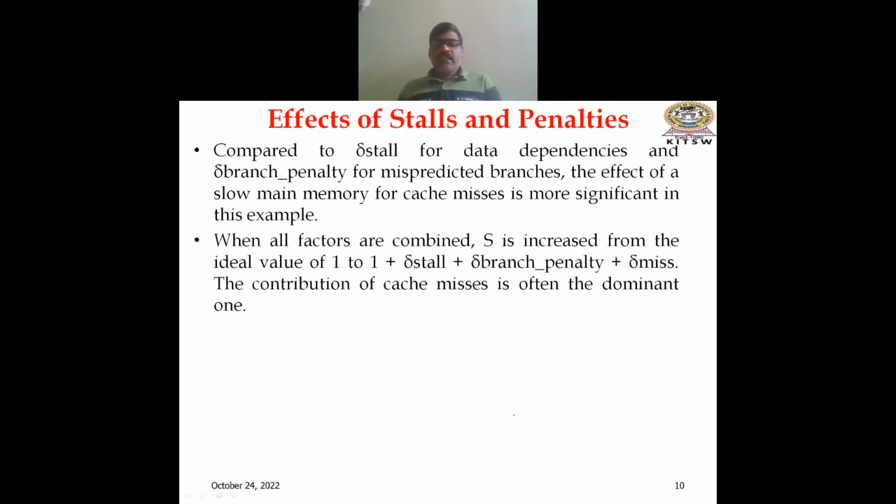So compared to delta stall for data dependencies and delta branch penalty for mispredicted branches, the effect of slow main memory for cache misses is more significant in this example. When all factors are combined, S is now increased from the ideal value of 1 to 1 plus delta stall plus delta branch penalty plus delta miss. So the contribution of cache misses is often the dominant factor in this particular case.